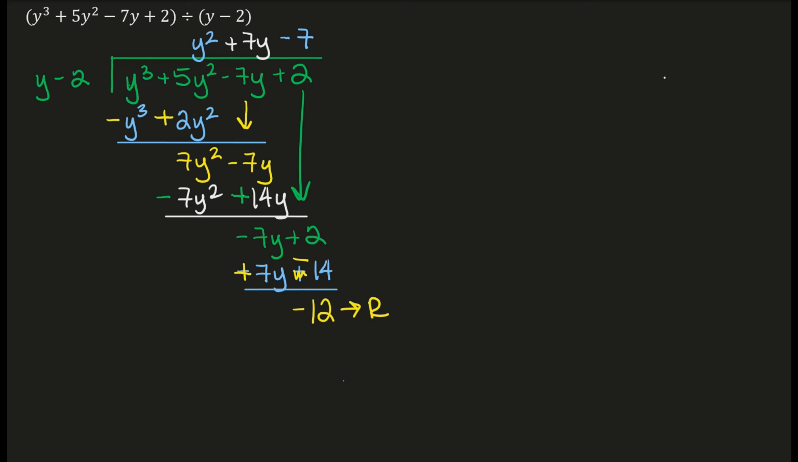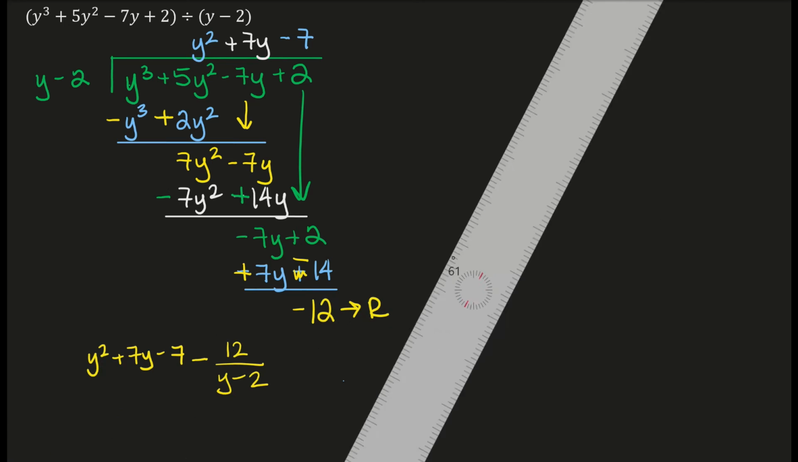So my solution is going to be y squared plus 7y minus 7. This remainder is negative, so I'm going to say minus 12 over y minus 2. Now, when I do this with synthetic division, I should get the exact same answer.